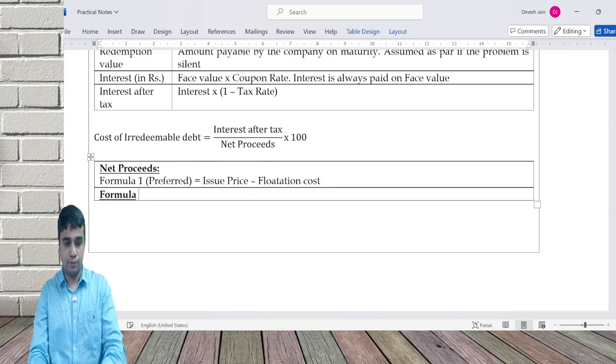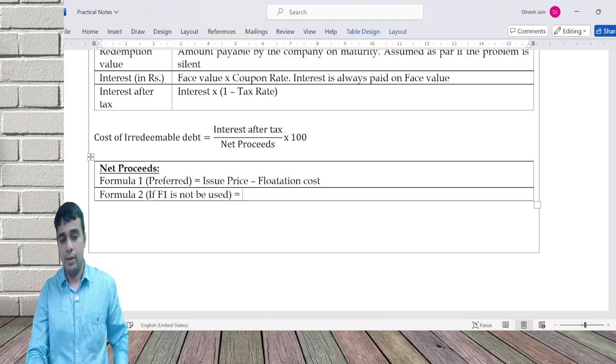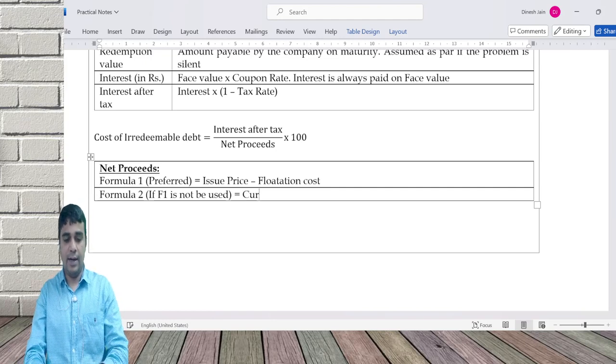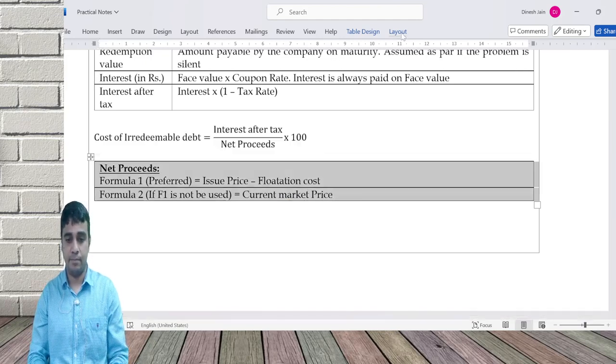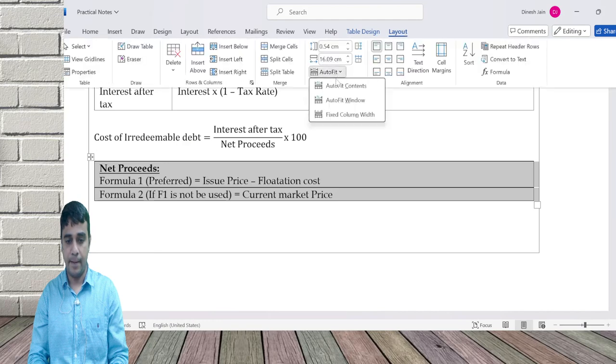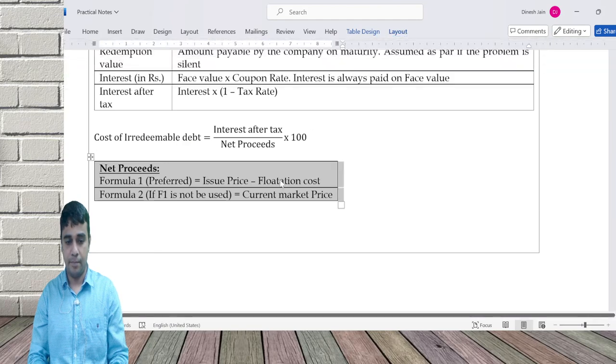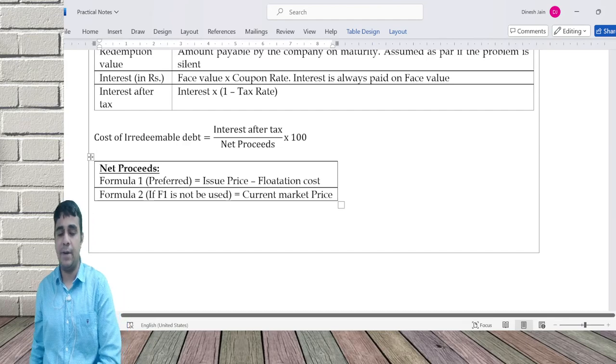Formula 2, if formula 1 is not to be used. Write this, I'll explain both: current market price. Formula 1 is issue price minus flotation cost.